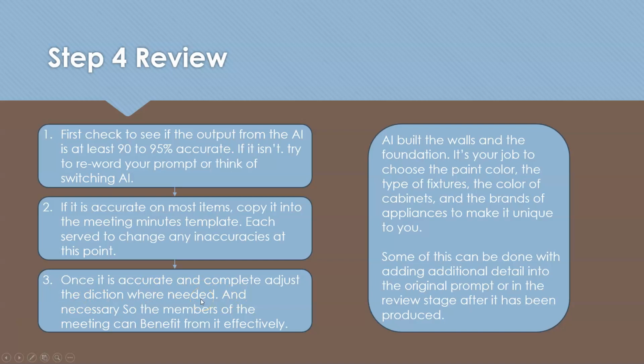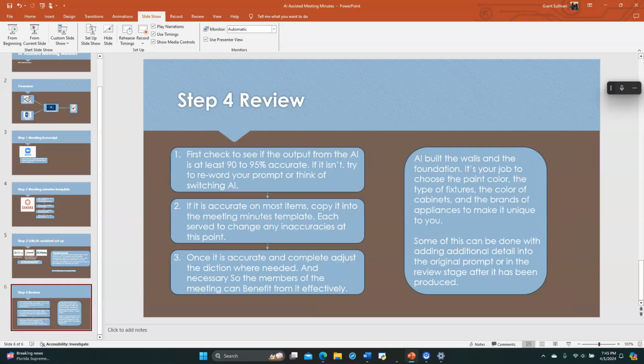and unique to the members that are going to be using this meeting minutes. So make sure that diction and the context of your wording and stuff like that just applies to your group member. A good way I like to think about it is AI built the walls and the foundation. It's your job to choose the paint color, the type of fixtures, the color of cabinets, and the brands of appliances to make it unique to you. So it's doing the grunt work, it's doing the leg work, the heavy laboring activities, but you still need to fine tune it to make it unique.